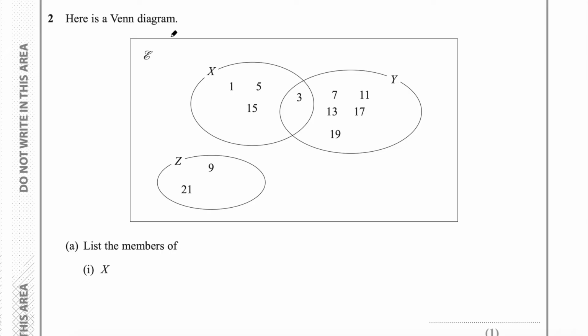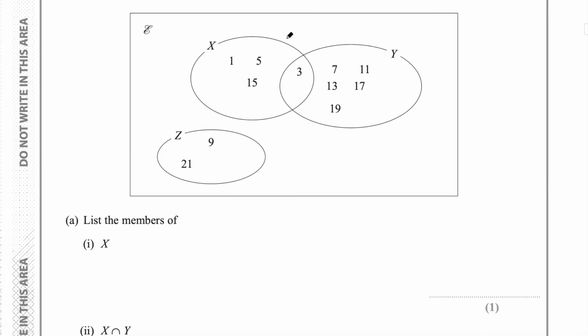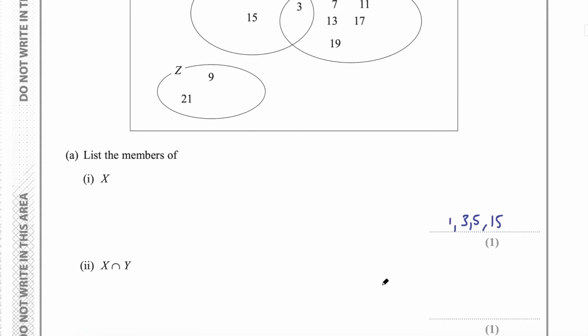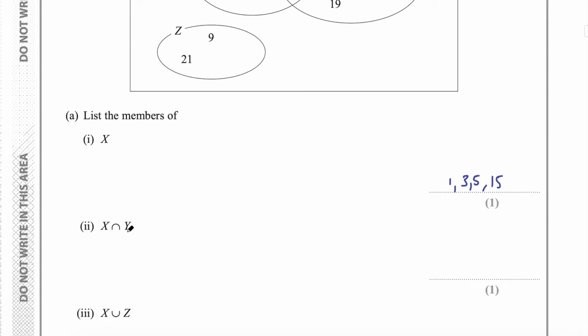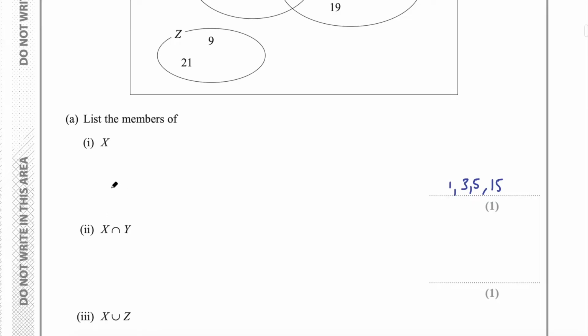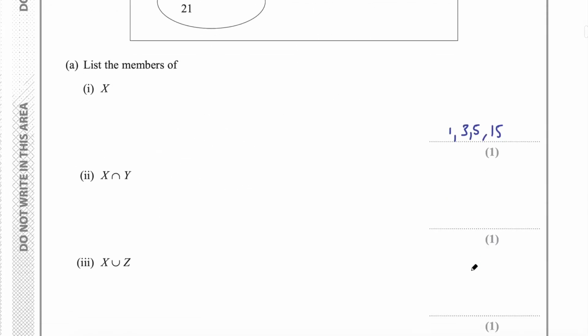Question 2 says here is a Venn diagram. List the numbers of set X. So here's X. What's in that circle? Well, it's 1, 3, 5 and 15 for 1 mark. Part 2 says X intersect Y, which means everything in X and Y. So that's going to be in this middle part here, so that's just 3.